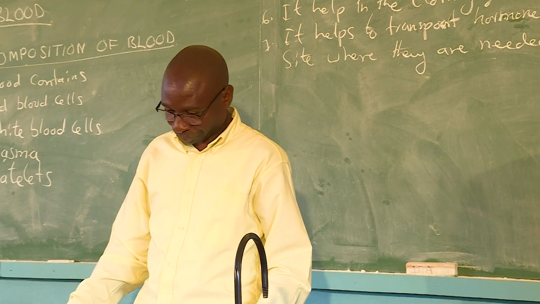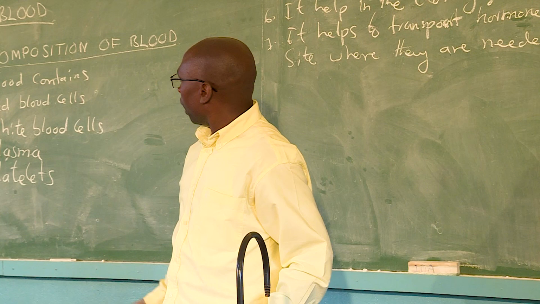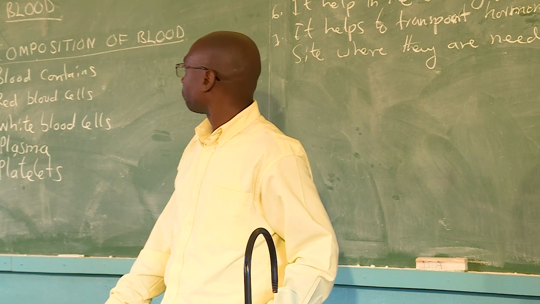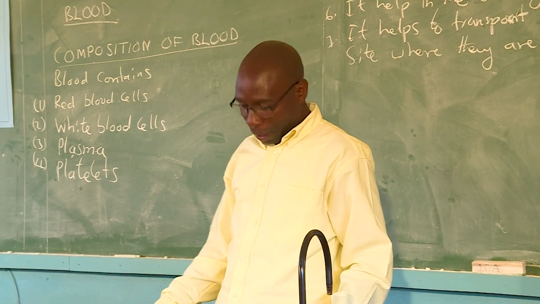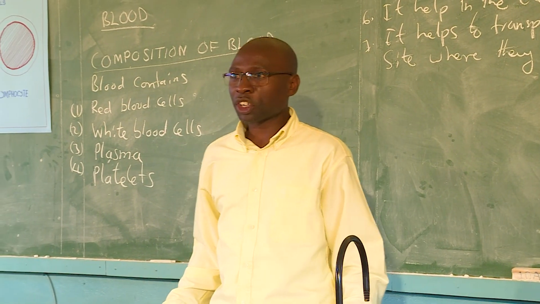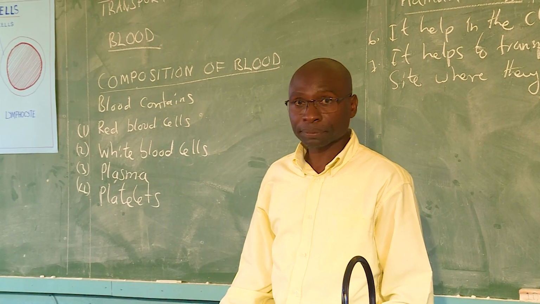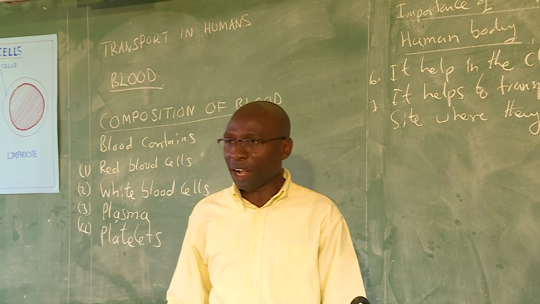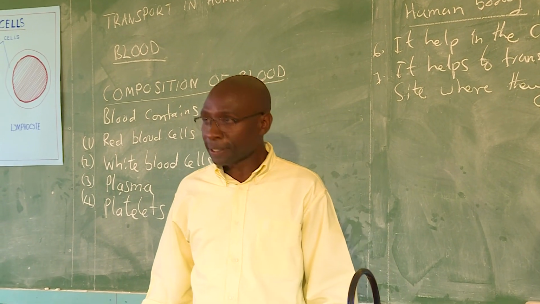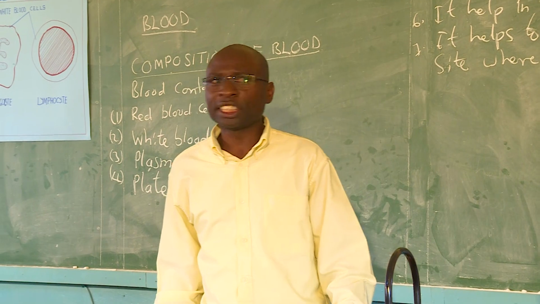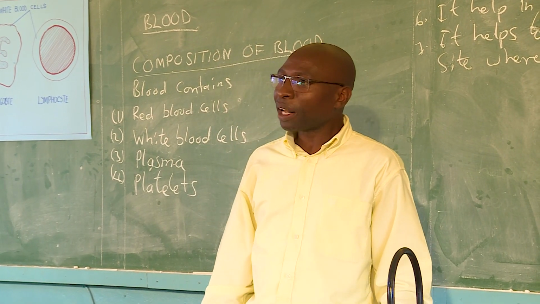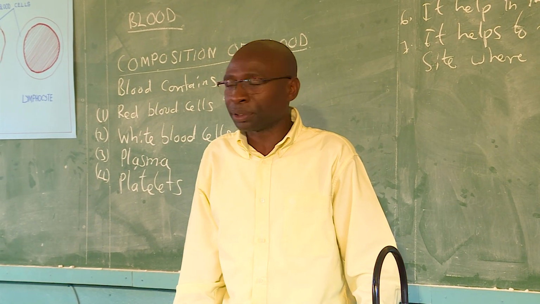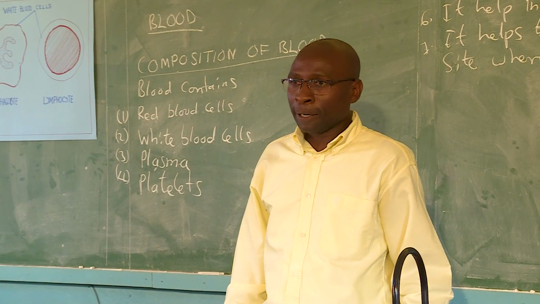Before we conclude, we have looked at the transport system in a human being. We have described the composition of blood. After that, we have also looked at the functions of blood, and we have distinguished the red blood cells from white blood cells. Okay?